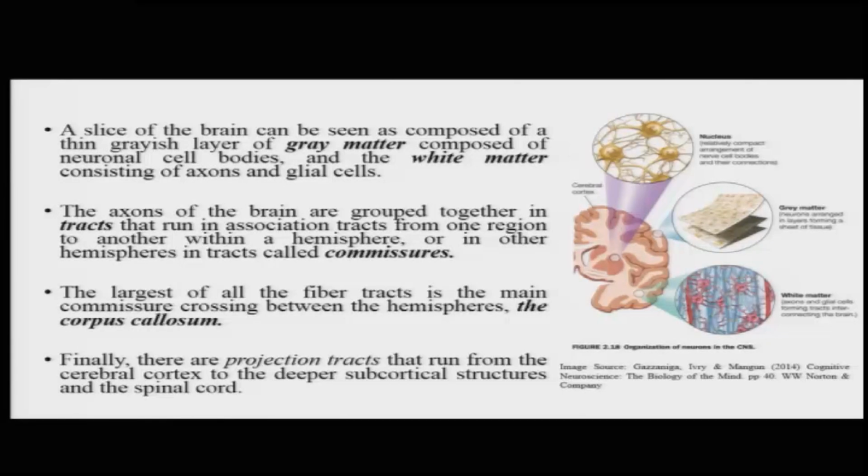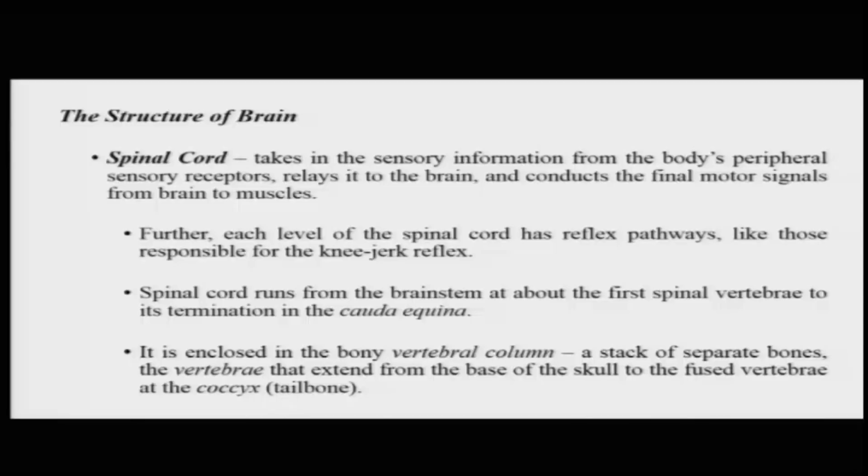So, these projection tracts from the axons can actually run deeper into the brain, and also they can extend themselves to the spinal cord. Now, we have talked about the central nervous system, we have sort of begun talking about it. There are two major parts in the central nervous system. We will talk about the brain. But before we get to the brain, we can talk a little bit about the spinal cord as well.